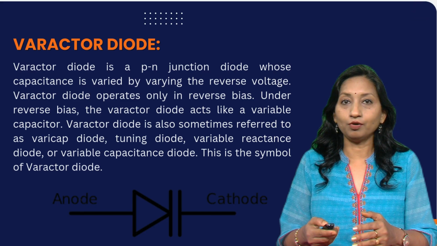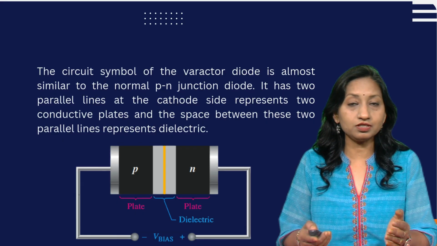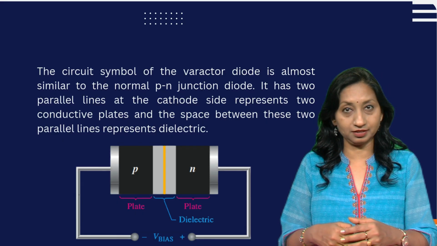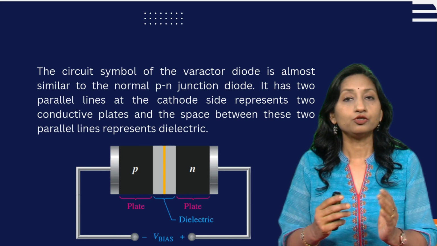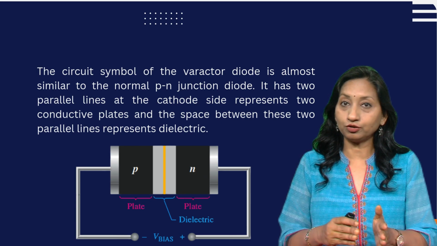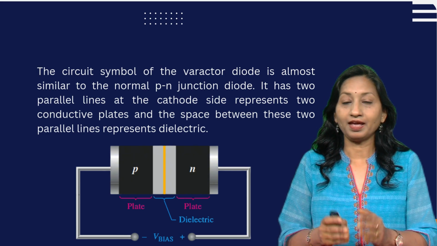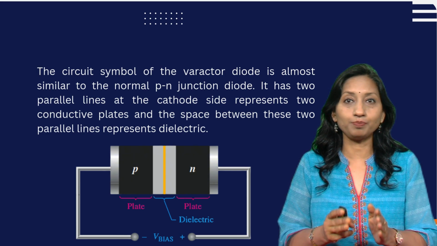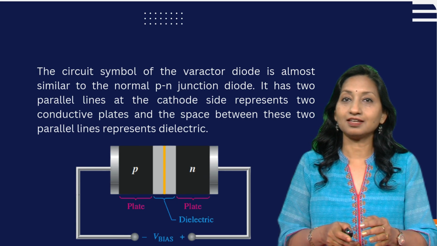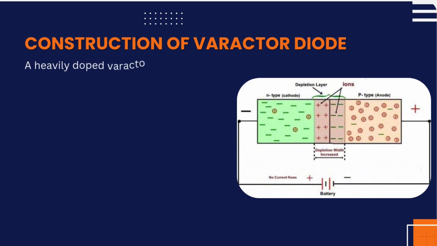This is the symbol of the varactor diode. The circuit symbol of the varactor diode is almost similar to the normal PN junction diode, but it has two parallel lines at the cathode side, which represent two conductive plates, and the space between these two parallel lines represents the dielectric. The construction of the varactor diode is the same as that of the PN junction diode.